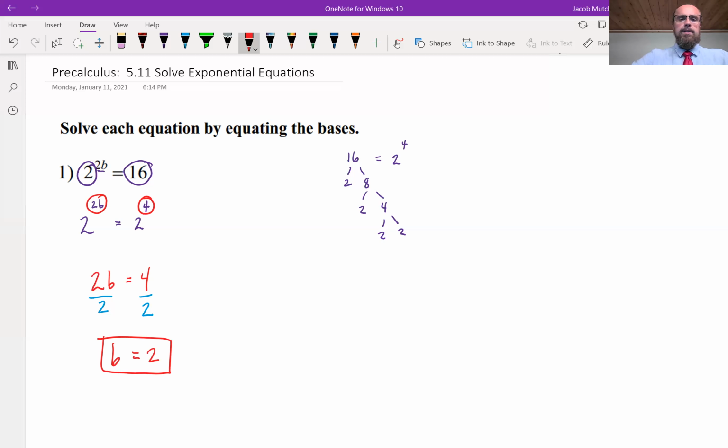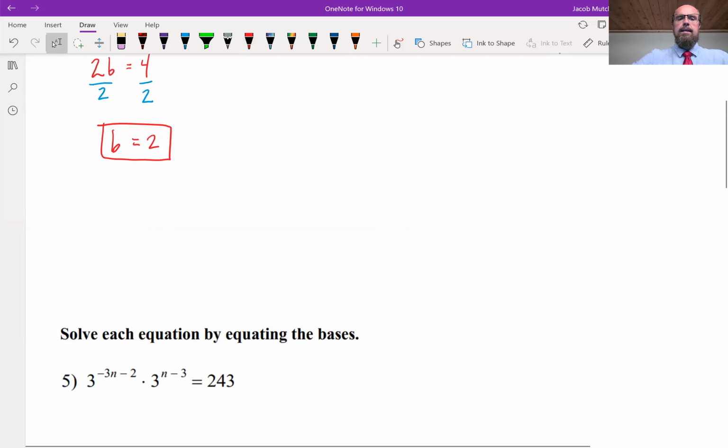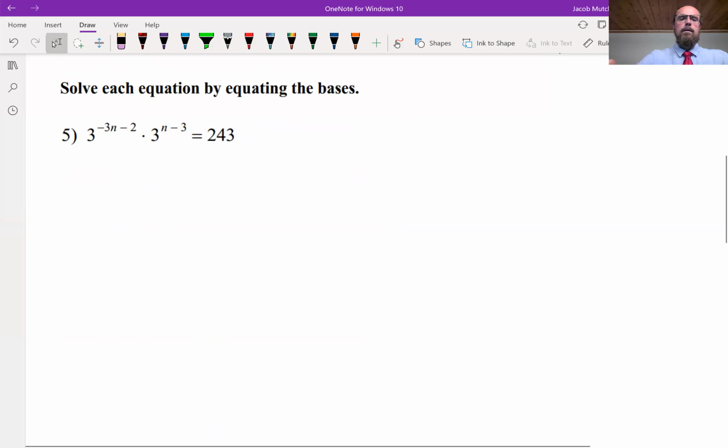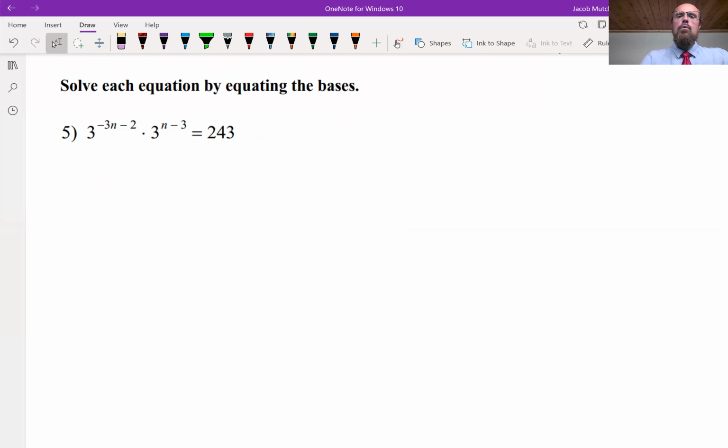Let's take a look at a second example that uses that same strategy. Here I've got more than one base. So on the left side, I have 3 to the power of negative 3n minus 2 times 3 to the power of n minus 3 equals 243. So I've got to do a few things before I can make my associated exponent equation. Let's see what our common base might be. So I've got on the left bases of 3. So that's a good clue to start there.